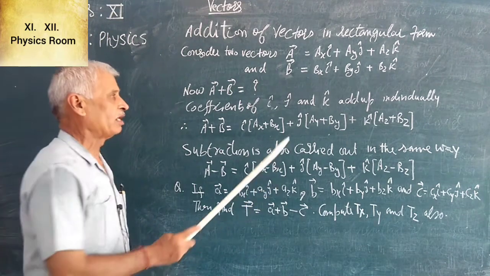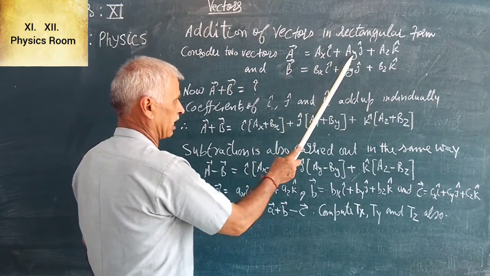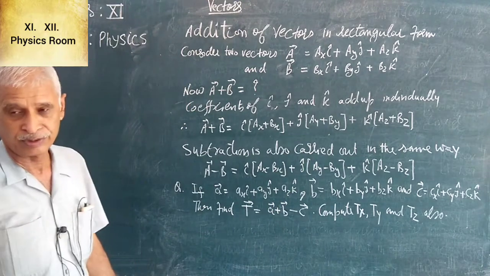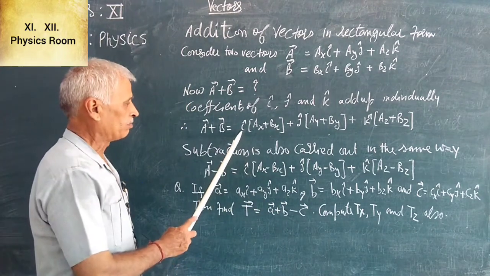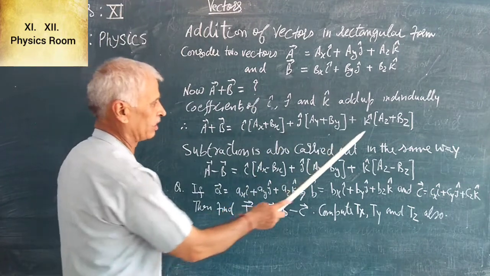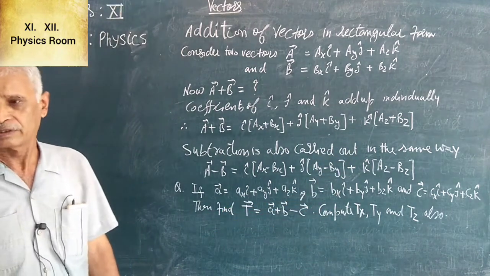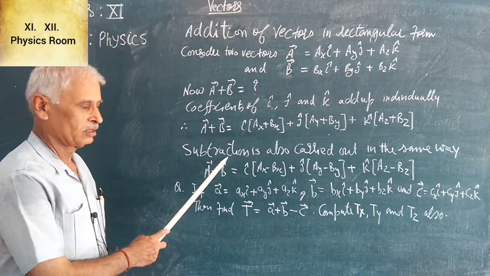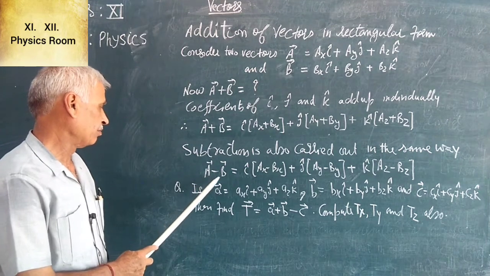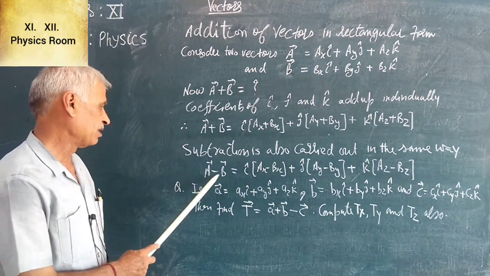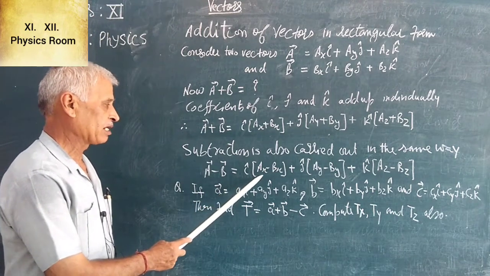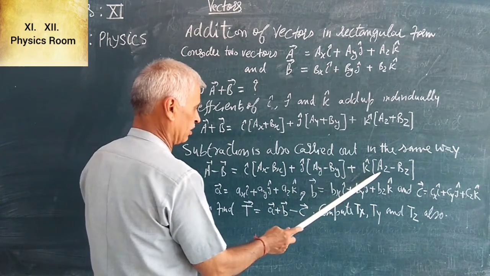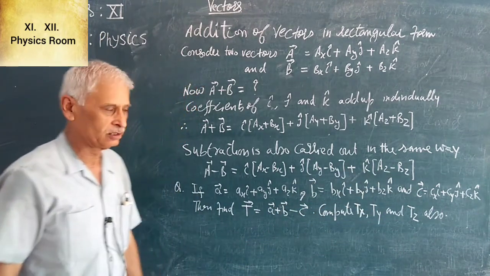So the coefficients of I cap, j cap and k cap are added up individually with the I cap outside the bracket, j cap outside the bracket and k cap outside the bracket respectively. Same is the method for subtraction. If we subtract vector B from vector A, that is A minus B is equal to I cap into (ax minus bx) plus j cap into (ay minus by) plus k cap into (az minus bz). This is how we write the subtraction.